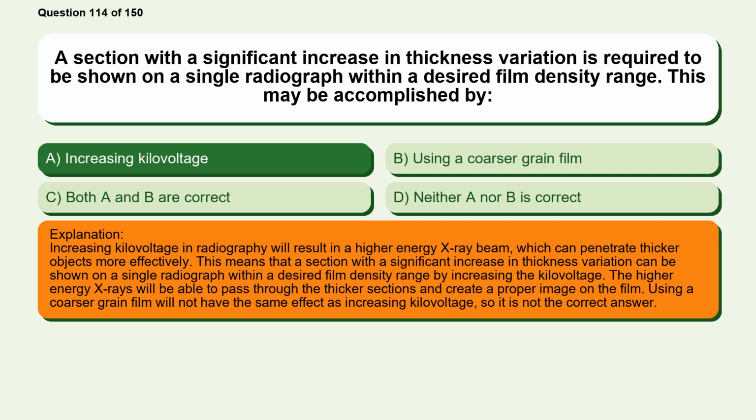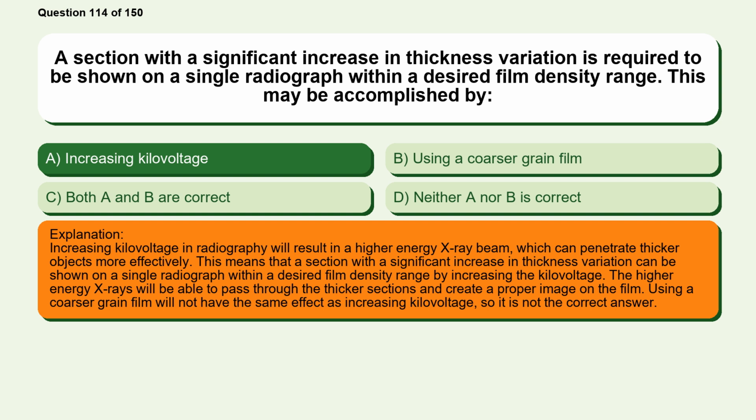Increasing kilovoltage in radiography will result in a higher energy X-ray beam, which can penetrate thicker objects more effectively. This means that a section with a significant increase in thickness variation can be shown on a single radiograph within a desired film density range by increasing the kilovoltage. The higher energy X-rays will be able to pass through the thicker sections and create a proper image on the film. Using a coarser grain film will not have the same effect as increasing kilovoltage, so it is not the correct answer.